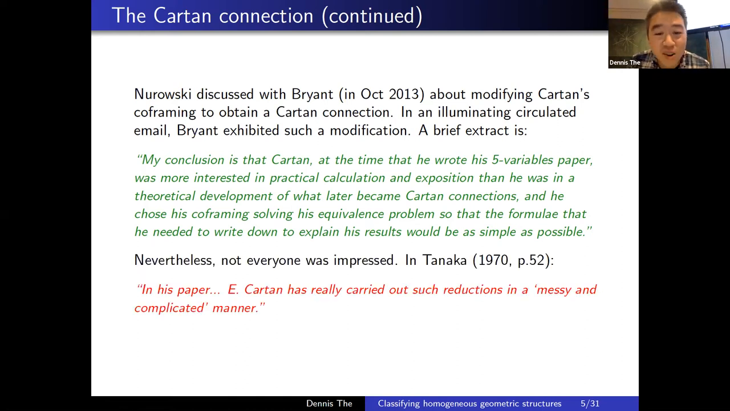Nevertheless, not everybody was impressed. In Tanaka, you're going to find the following quote. In his paper, Elie Cartan has really carried out such reductions in a messy and complicated manner. Okay, so I'll let you judge whether it's a tour de force or messy and complicated, but certainly it's not bad to critically evaluate the literature. I mean, we know Tanaka's efforts have resulted in this large theory that we recognize as Tanaka theory. It's very useful.